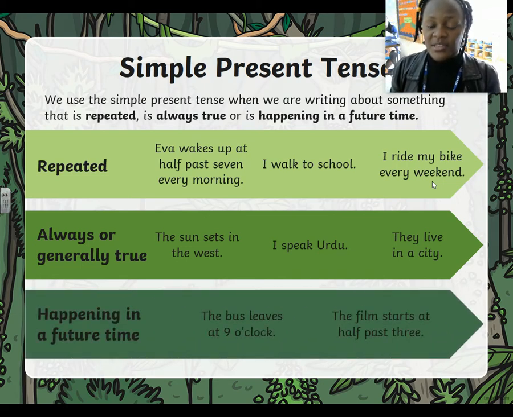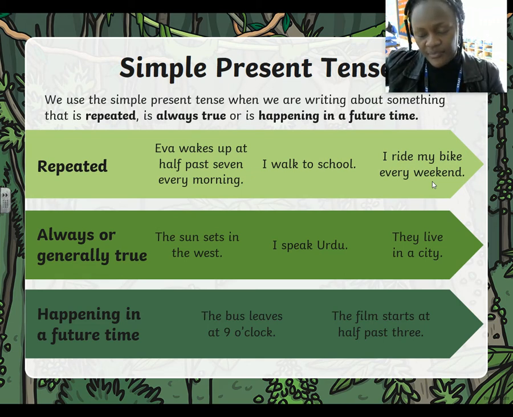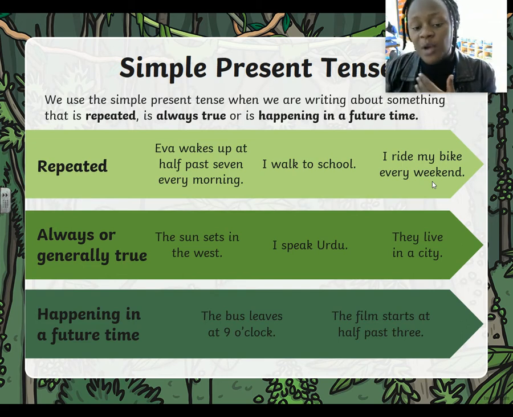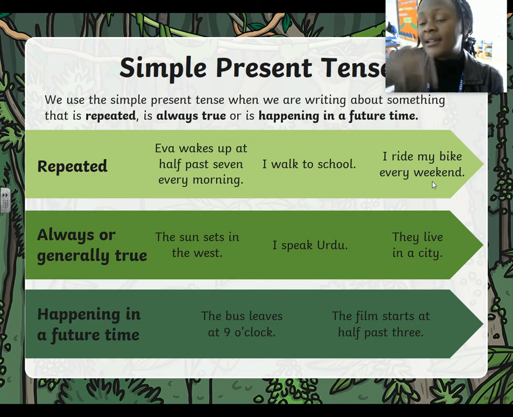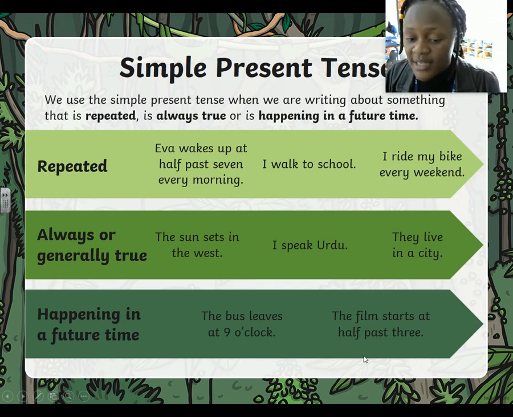Also, we use this when we're writing about something that is happening in a future time, something that is just about to happen. It has not yet happened, but it's going to happen, and we know that it will definitely happen. For example, the bus leaves at 9 o'clock. It has not yet left because it's not yet 9 o'clock, but at 9 o'clock, the bus will leave. Or the film starts at 3:30. So we're just waiting till 3:30. That's when the film will start.